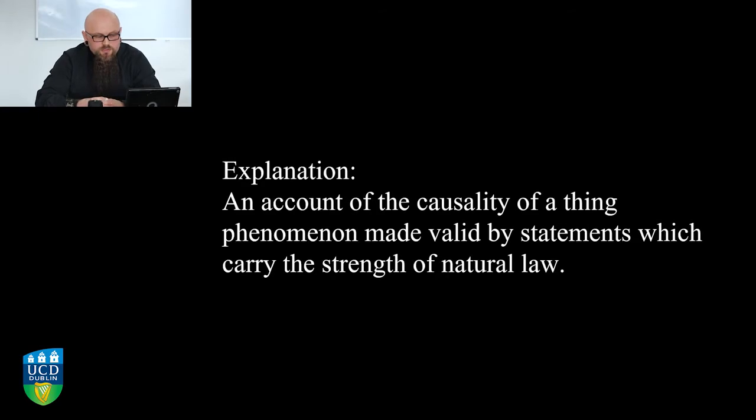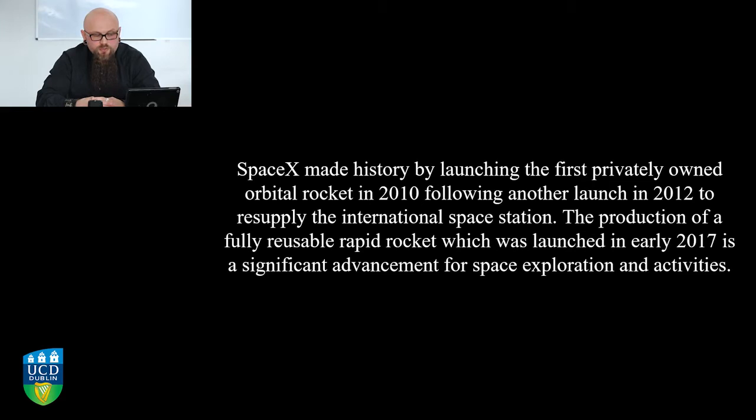Let's look at explanation. This can be thought of as an account of the causality of a thing or phenomenon made valid by statements which carry the strength of natural law. Once the object has been identified, it is important to explain the reasons for or causality of the existence of that object. This mode of writing contributes to validating the need for analysis. So in our example, SpaceX made history by launching the first privately owned orbital rocket in 2010 and then another one in 2012. In our example, the object is SpaceX. The explanation for this object or phenomenon is that SpaceX has made a significant advancement for space exploration activities. SpaceX has made history by launching the first privately owned orbital rocket. That explains why SpaceX is important for analysis.